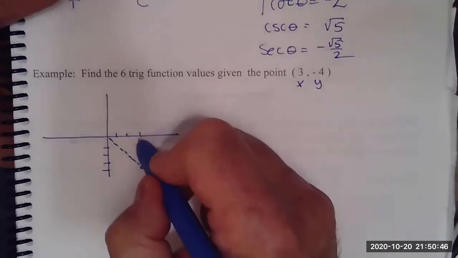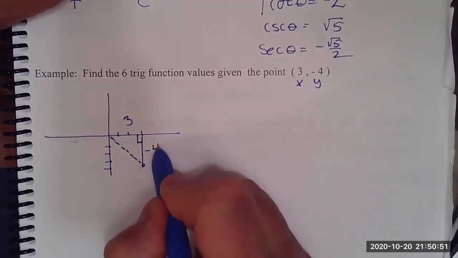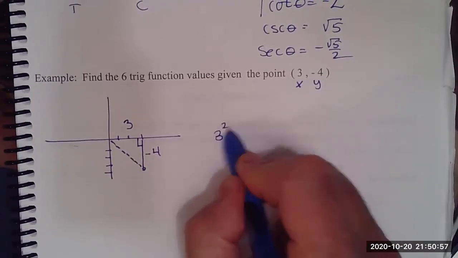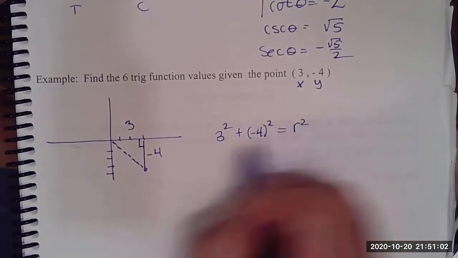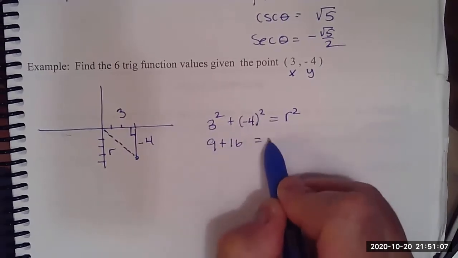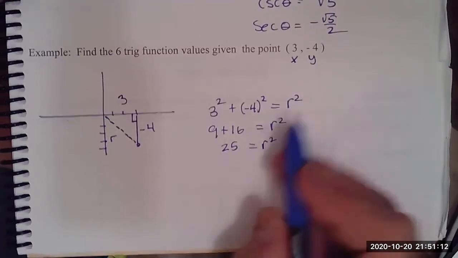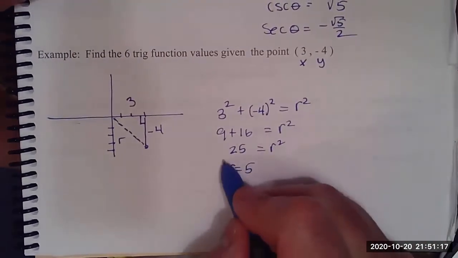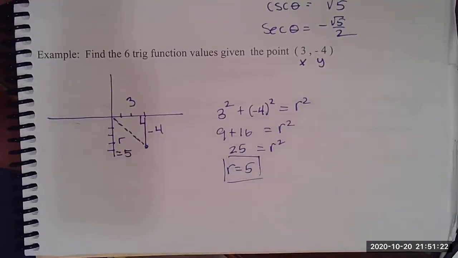So if I looked at this, I need that hypotenuse. So this is 3, and that's -4. So it looks like I'm going to have 3 squared plus a -4 squared is equal to r squared. This is r. 9 plus 16 is equal to r squared. 25 is equal to r squared. So r is equal to 5. You might have heard of a 3, 4, 5 triangle. Very famous triangle, 3, 4, 5. This is equal to 5.